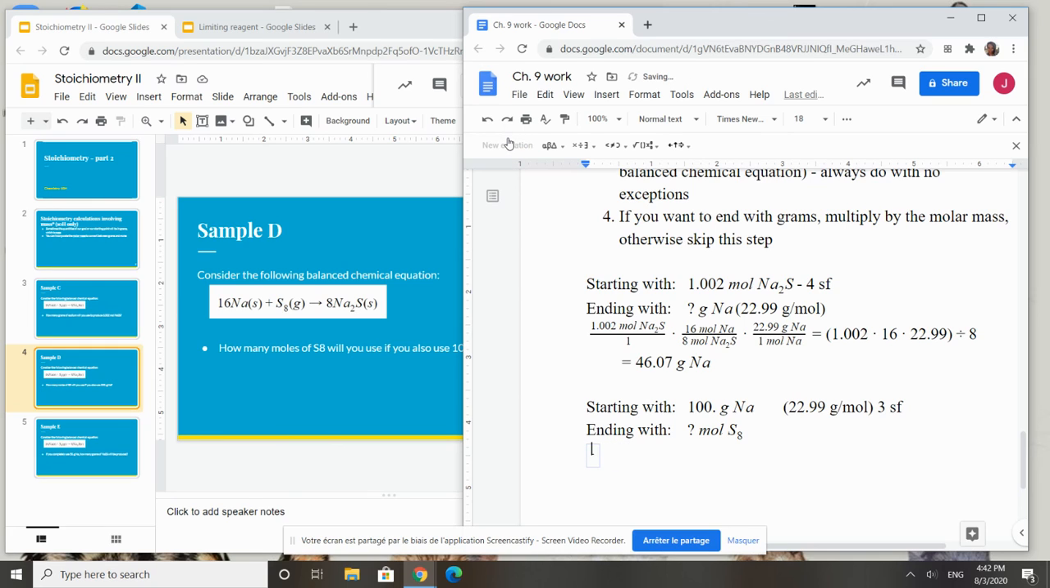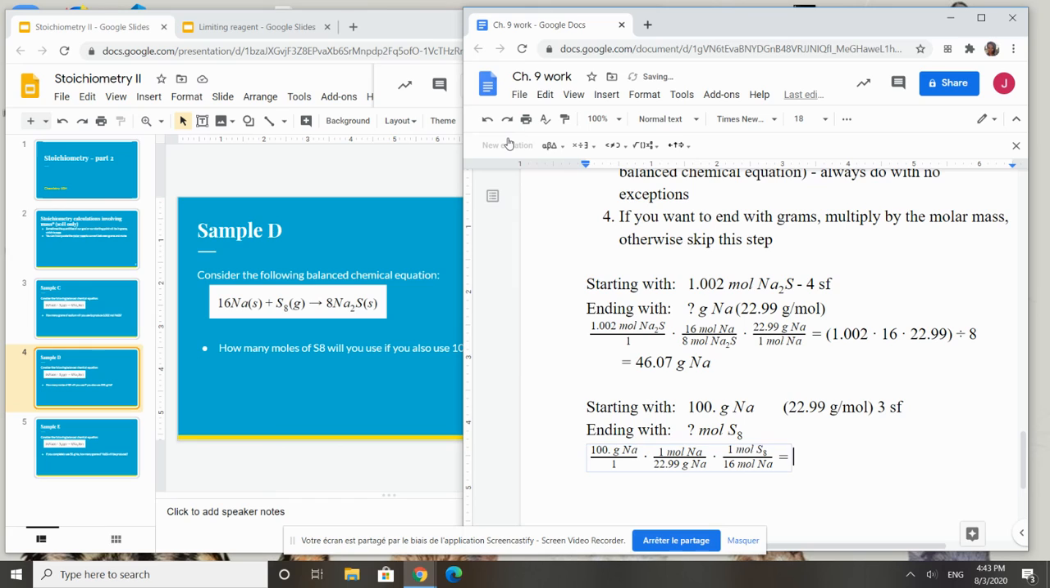First thing I do is take what is given in the question and put it over 1. Because this is in grams, I need to convert it to moles. I do so using the molar mass. Notice how grams Na and grams Na cancel out, one up top, one on bottom. That's important. Then I move on to the mole to mole ratio. There's nothing in front of S8, so I put 1 mole S8 up top and 16 mole Na on bottom.